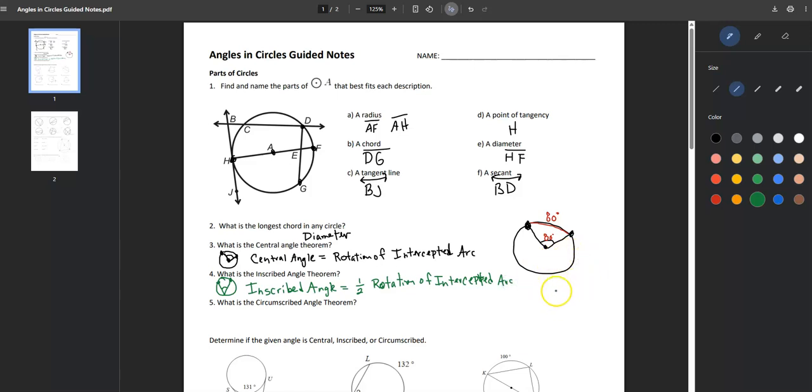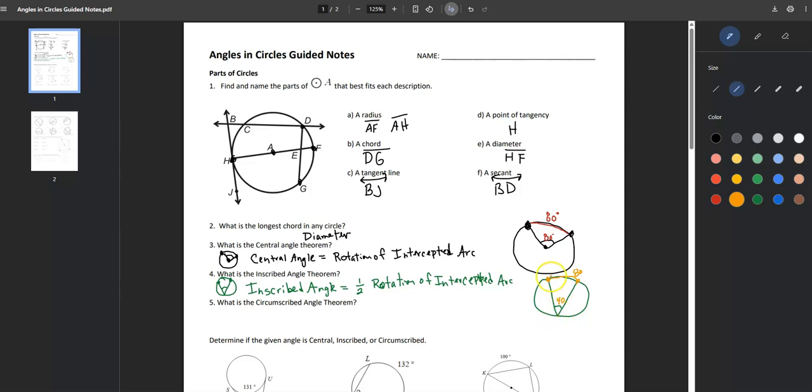Okay, so again, if I have my circle here, and I've got my inscribed angle here, let's say that this arc that's rotated by is 80. That means that this is 40. And the unique thing about this is this angle is going to be half of the central angle as well.